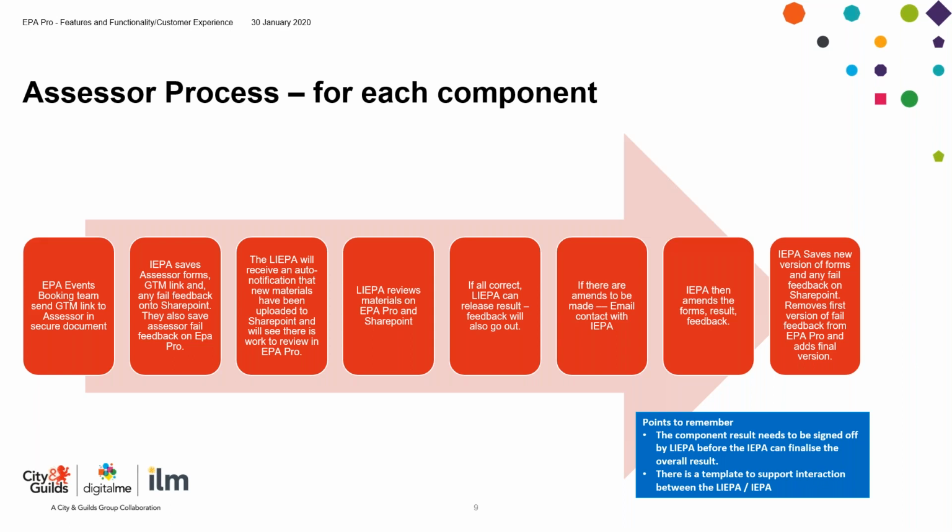Because it's saved on SharePoint, the LIEPA will then receive an auto notification that new materials have been uploaded to SharePoint. But the LIEPA will also see in EPA Pro that there is work to quality assure in their workflow. And that's how it will work for you. When you see in EPA Pro there is work to quality assure, then it's a case of going into EPA Pro to identify the apprentice, to pinpoint the results, and then going into SharePoint to search the materials that will give you the information to be able to quality assure that assessment.